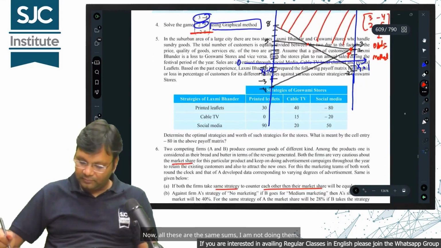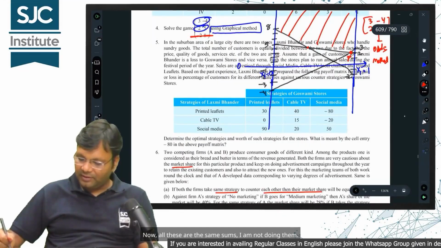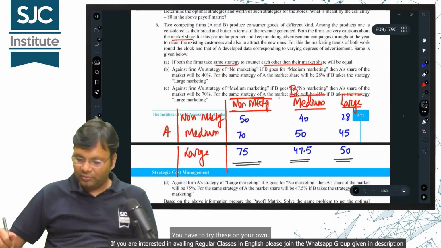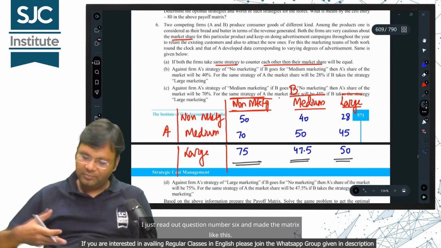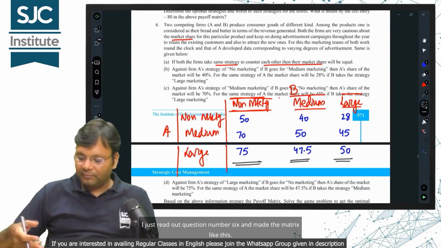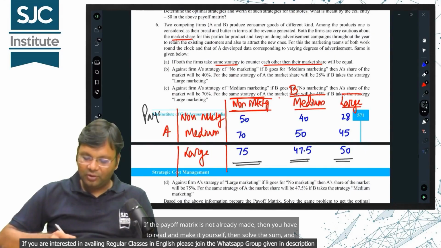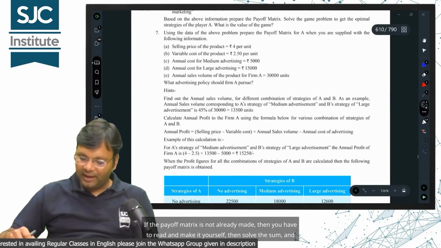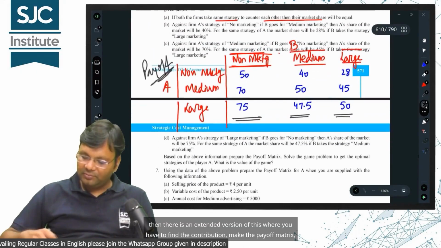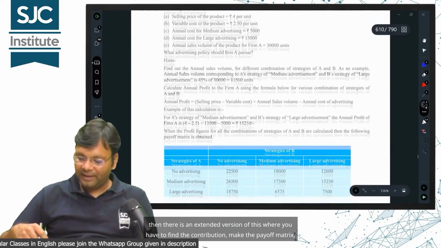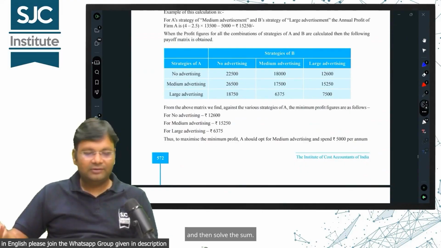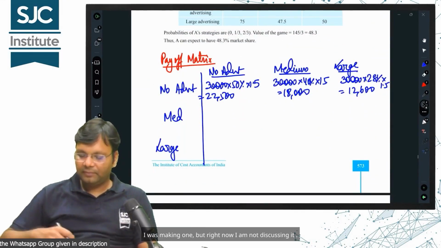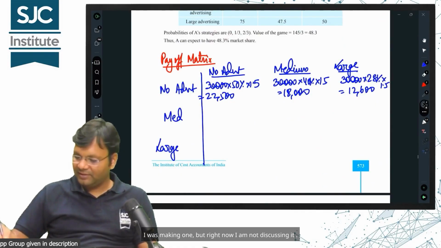Now all these are the same sums. I am not doing them. You have to try these on your own. I just read out question number 6 and made the matrix like this. If the payoff matrix is not already made, then you have to read and make it yourself, then solve the sum. And there is an extended version of this where you have to find the contribution, make the payoff matrix, and then solve the sum. So this is very easy. You can do it easily. I was making one, but right now I am not discussing it.